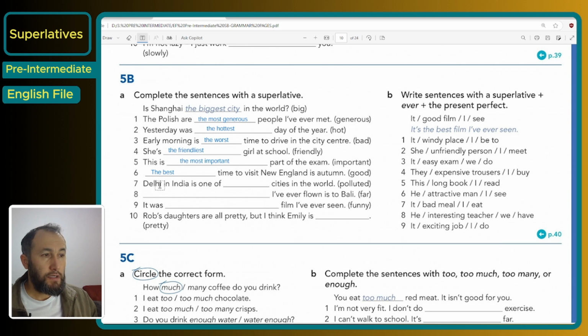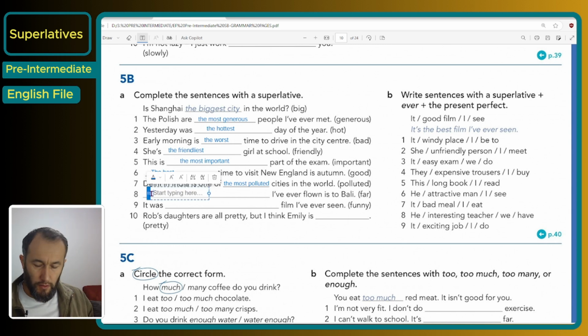Number 7, Delhi in India is one of polluted. Polluted, 3 syllables. Again, we're going to use here the most polluted. The most polluted cities in the world. Far, irregular. So the farthest or the furthest. The furthest I've ever flown is to Bali.